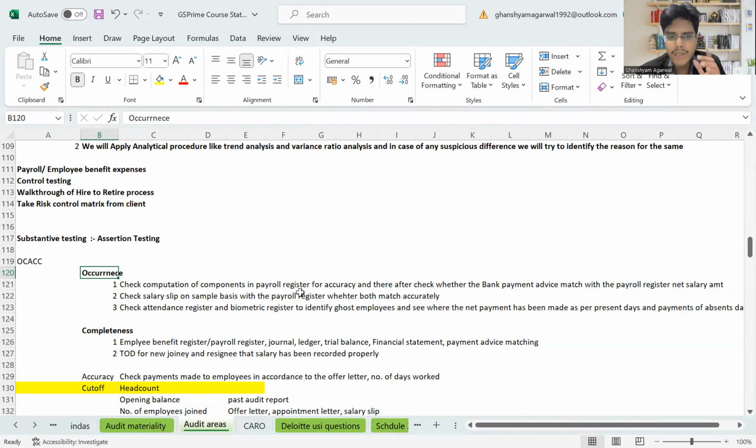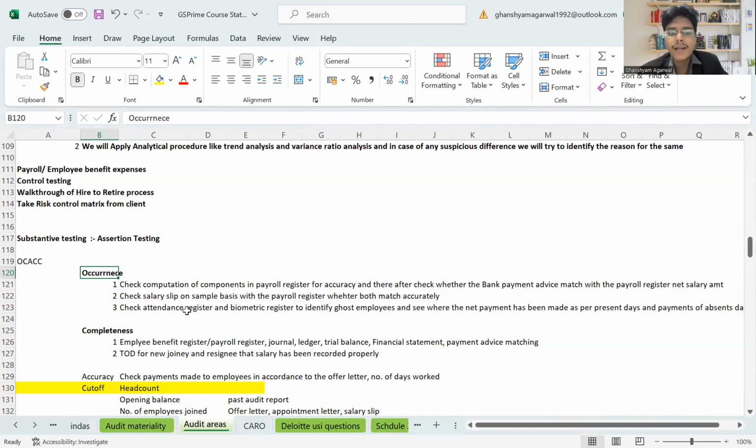So whether the amount in the payroll register is the amount that is actually going to the employee. Payment advice we'll also check. Check the salary slips on a sample basis, and take the salary slips and compare them with the payroll register to see whether both are matching accurately or not.